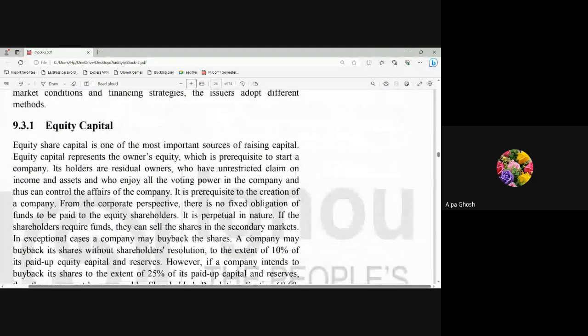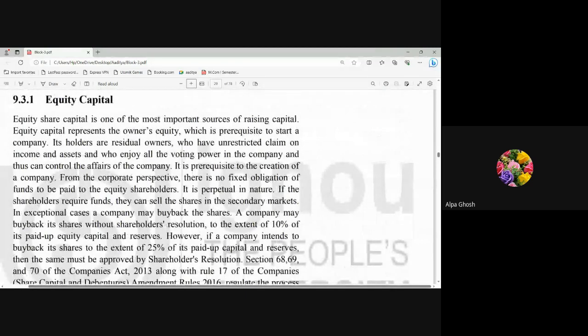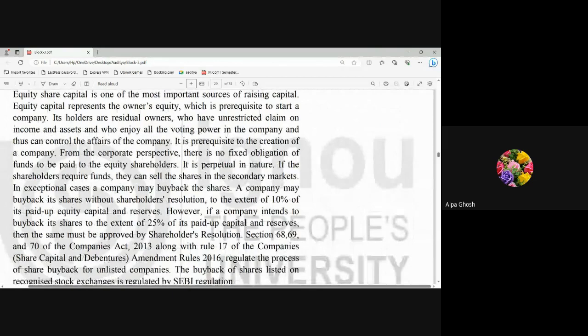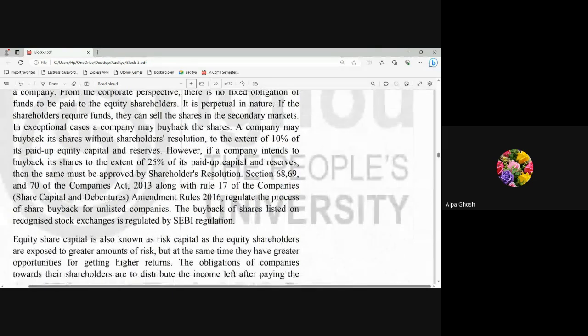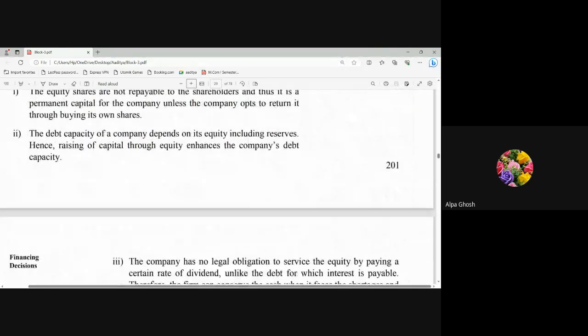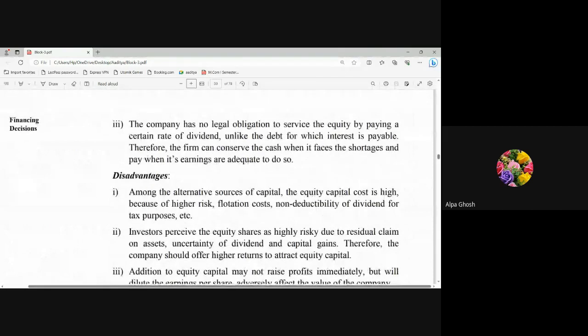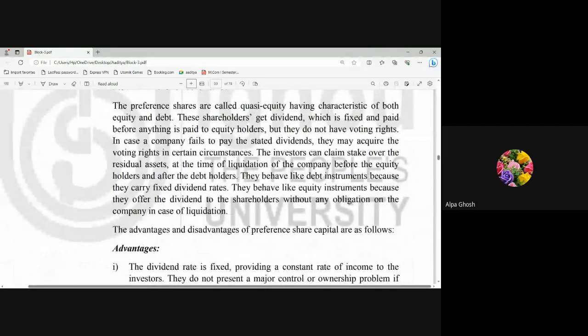Equity capital, the owner's capital, everyone knows what is equity capital. It is the equity shares. Kindly go through the advantages and disadvantages. Preference shares are also shares.